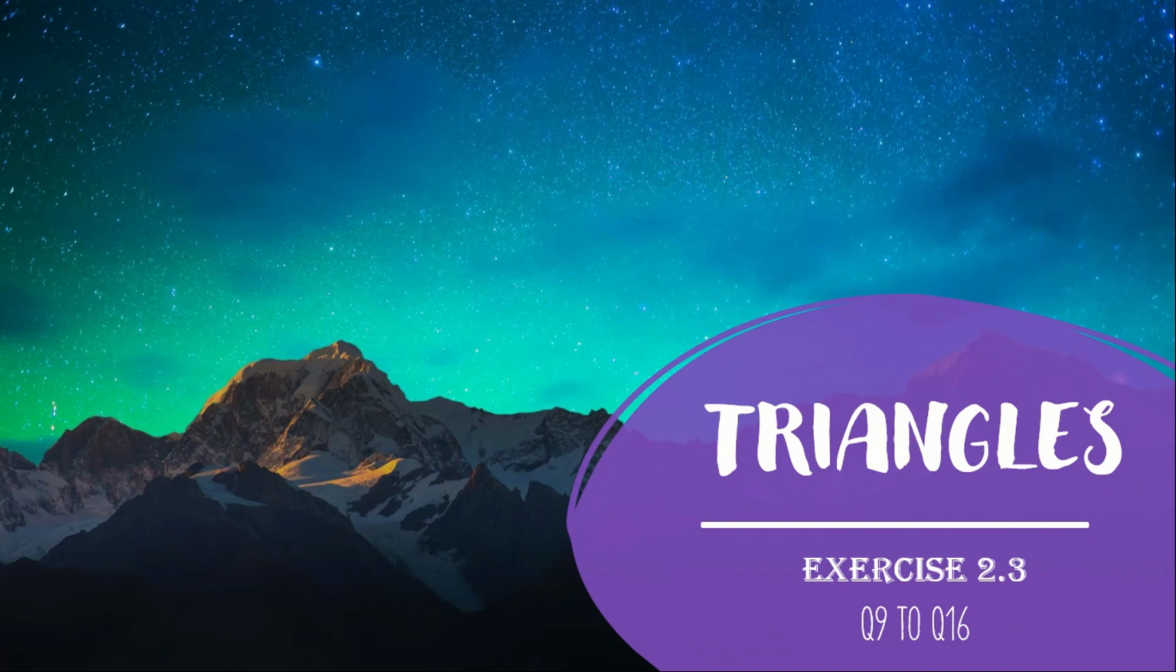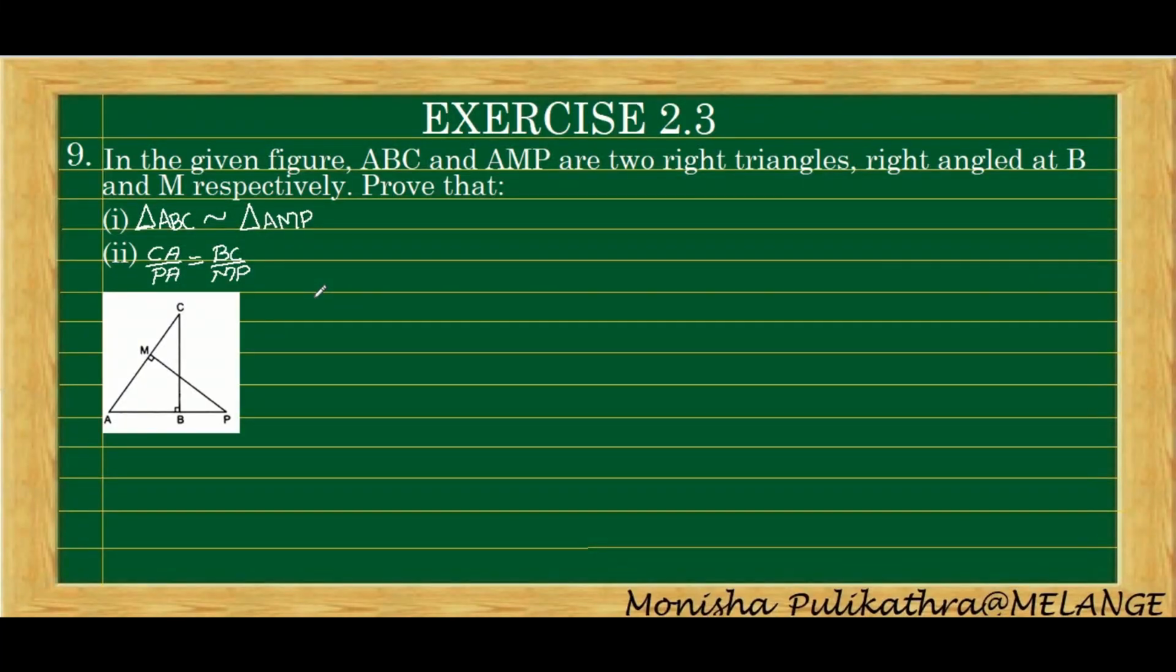Stay safe, stay healthy. Moving on to the 9th question of exercise 2.3. In the given figure, ABC and AMP are two right angle triangles. You can see that ABC is a right angle triangle, and AMP is also a right angle triangle. The two triangles are merged with each other. The first triangle is right angled at B and the second triangle is right angled at M respectively. We need to prove that these two triangles are similar and we need to prove the ratio of it. So let us prove the first one.